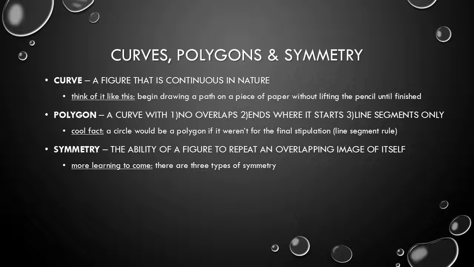Then we have symmetry. The ability of a figure to repeat an overlapping image of itself is what we call either line symmetry, point symmetry, or turn symmetry. And we'll look at the different definitions for each of those.